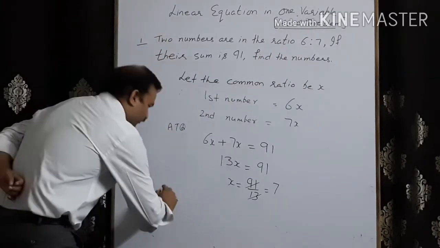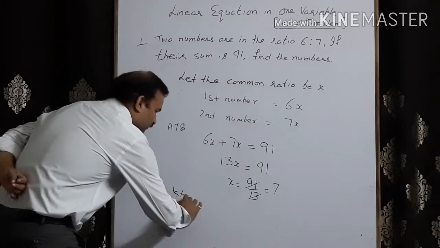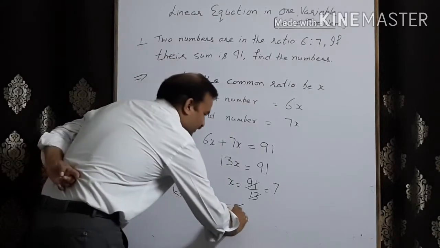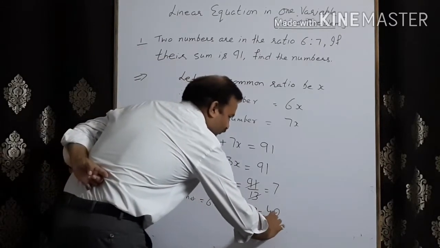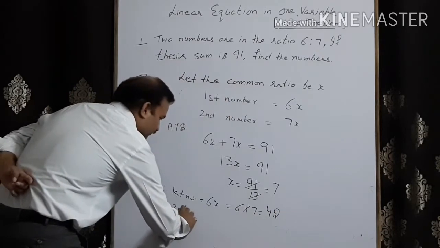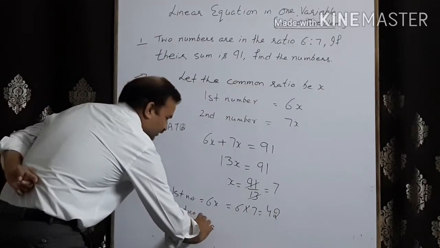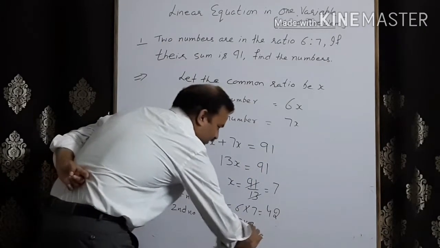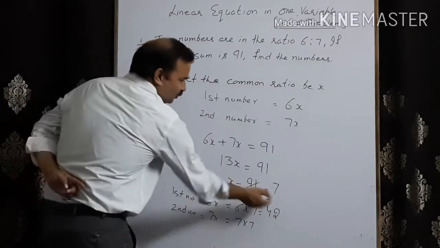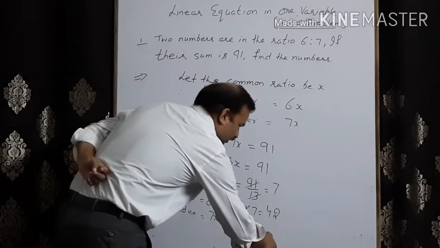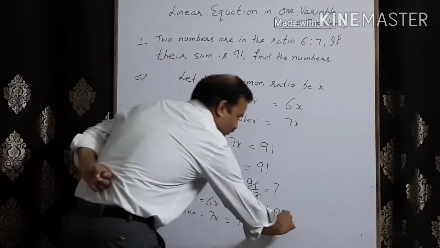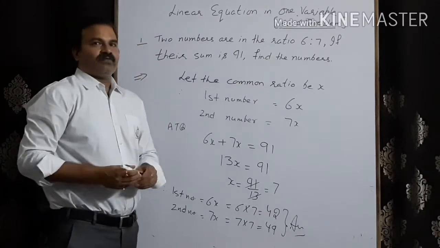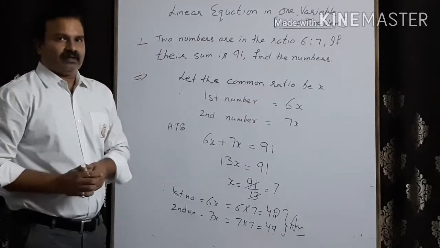Therefore the first number, we have considered 6x, will be 6 multiplied by 7, which is 42. Whereas the second number, we have considered 7x, that is 7 multiplied by 7. In place of x, we have substituted the value 7, and we received 49. So this is the answer: these are the two numbers.